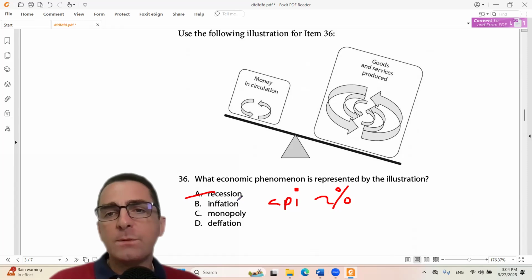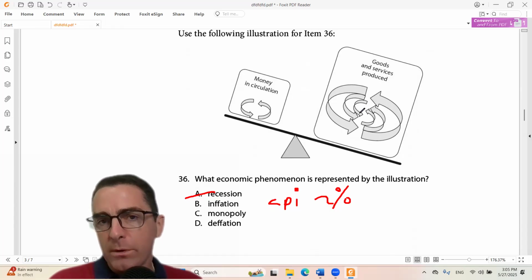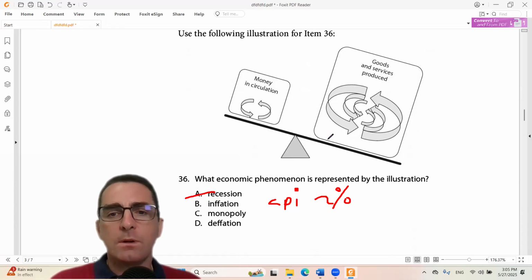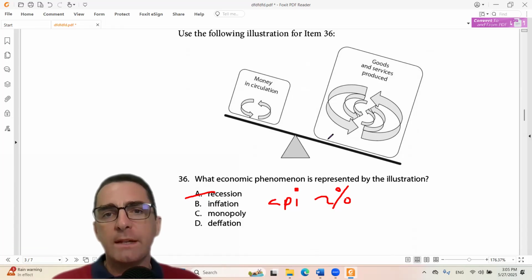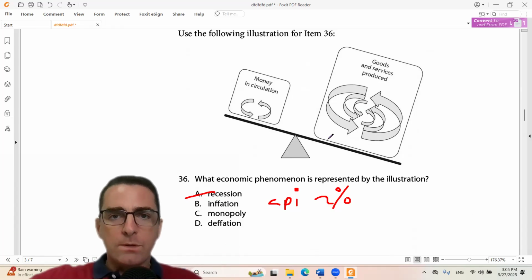Here this would not be inflationary because there's less money chasing the same amounts of goods and services. Inflation would be when you have more money chasing a smaller amount of goods and services. Because when you have more money chasing a fewer amount of whatever goods and services it is, people have to pay more. The price goes up. So it can't be inflation.